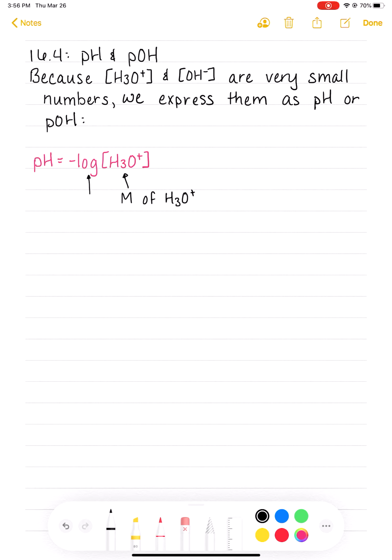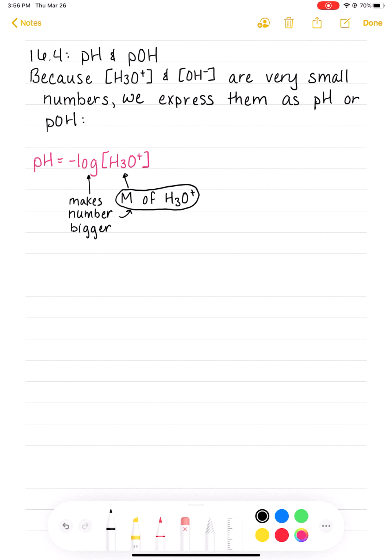In general, I'm not a math person, but in general what the log function is doing is making the number bigger. In this case, the number that we're making bigger is the molarity of the H3O+. The molarities of H3O+ are typically numbers with negative exponents, like 10 to the negative 7 or 10 to the negative 2 or 10 to the negative 5.